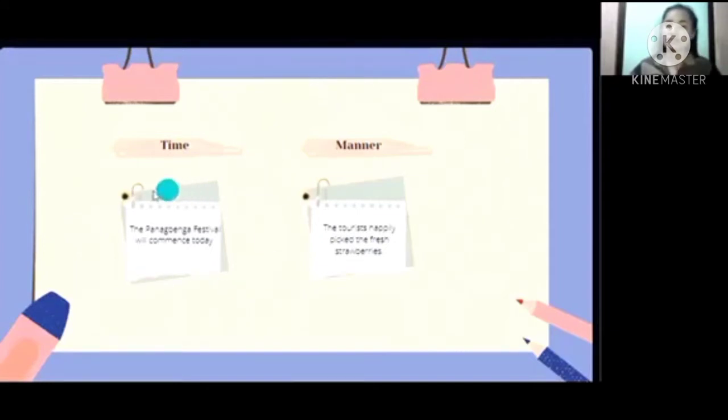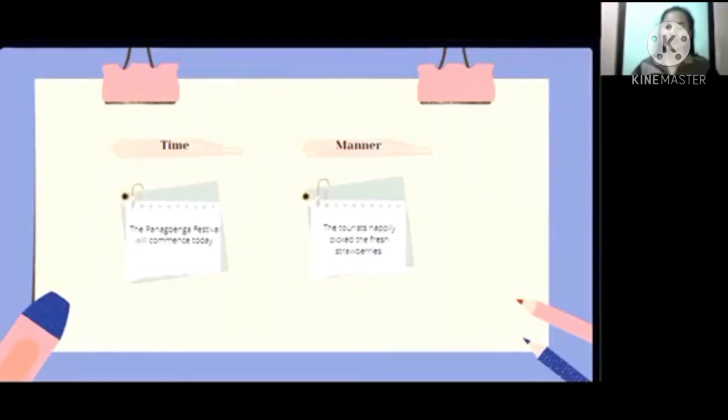Everybody read this example? Okay. The Panagbenga Festival will commence today. What do you think is the adverb here? Exactly. The word today is the adverb. When will the Panagbenga Festival commence? Today. So the word today is the adverb of time in this sentence. Do you have any question about the first type of adverb?